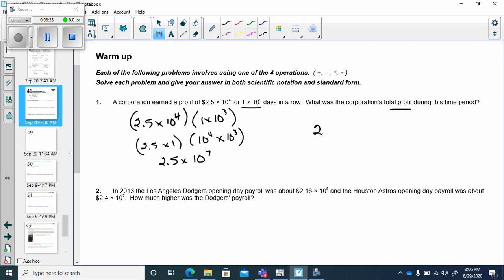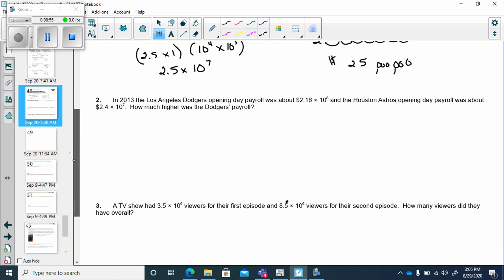dollars. Let's do this in standard form. 2.5, we're moving it 7 places because it's a big number. It's a positive exponent, so we go this way. 1, 2, 3, 4, 5, 6, 7, okay? Now, that is $25 million, okay? Let's look at number 2.